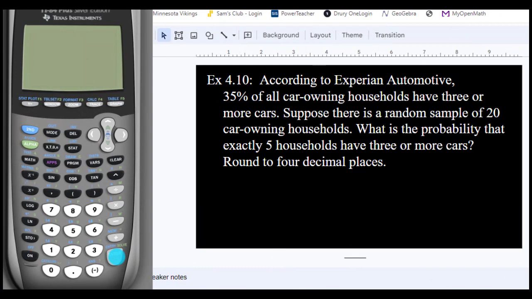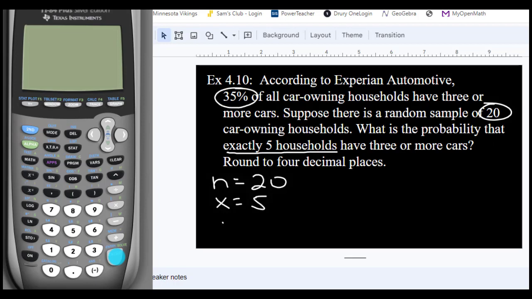We're going to go back to example 4.10, and we're going to do this example again using our calculator. So what we need to write down is that we know n is 20. That's the 20 samples. We know that we're looking for exactly 5 successes, so x is 5. We know that the probability, p, is 35% or 0.35, and that's all the information we're going to need. So what we're going to do is turn our calculators back on and go to variables right here by those arrows.